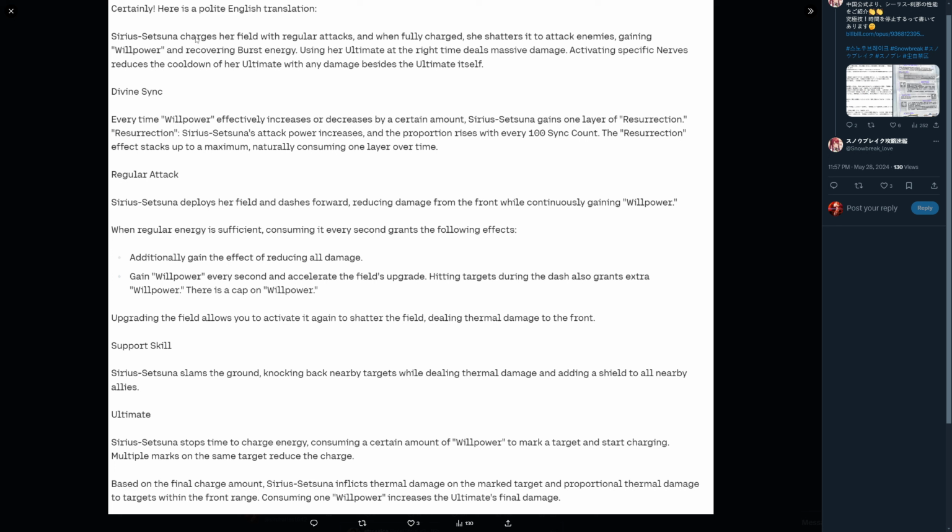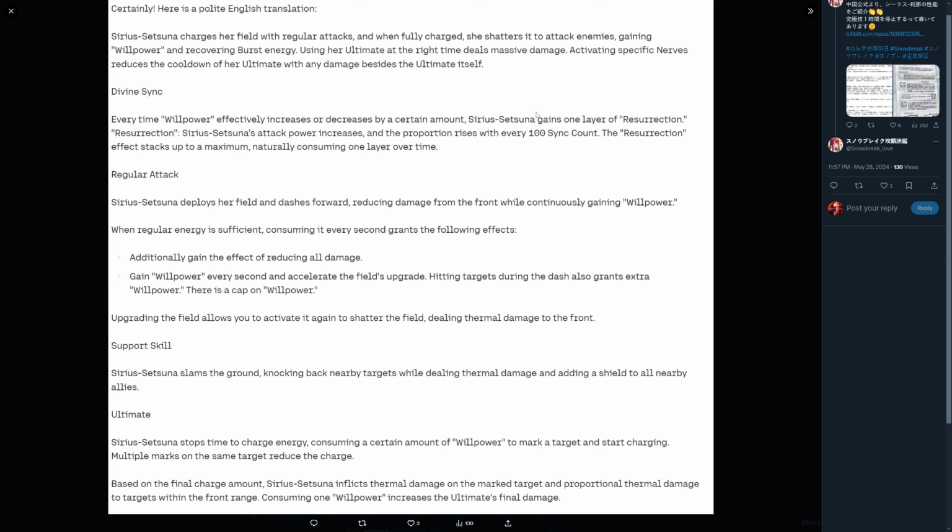Okay, so it's called Willpower. So SIRIS charges her field with regular attacks. When fully charged, she shatters it to attack enemies, gaining willpower and recovering burst energy. Using her ultimate at the right time deals massive damage.